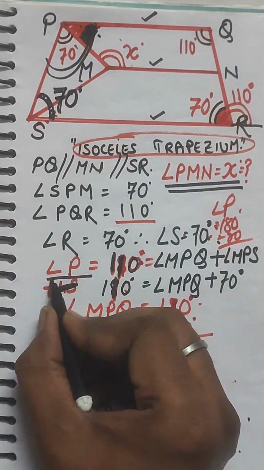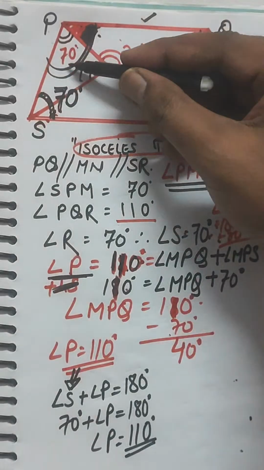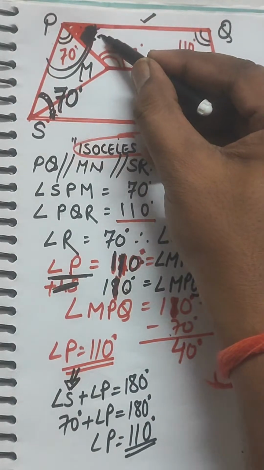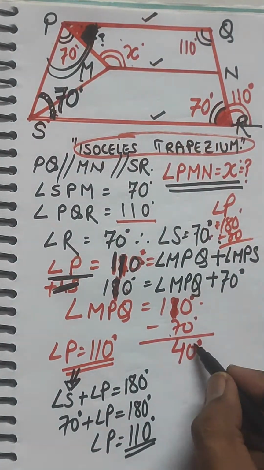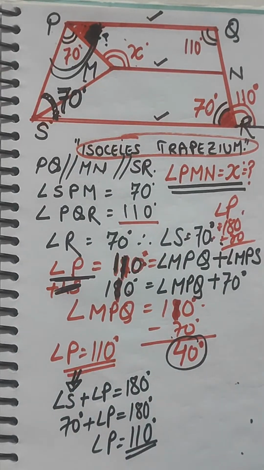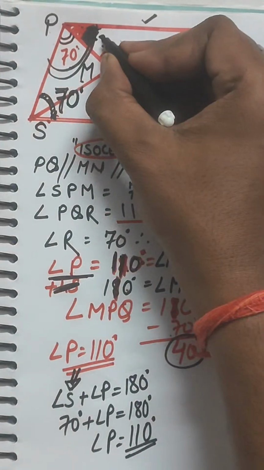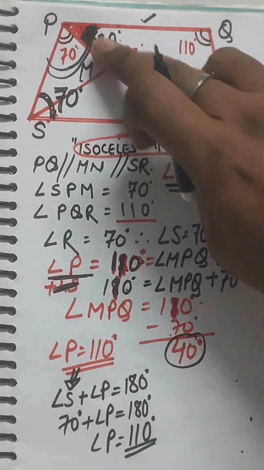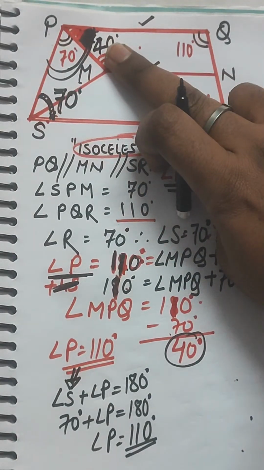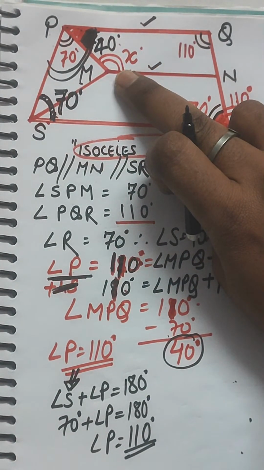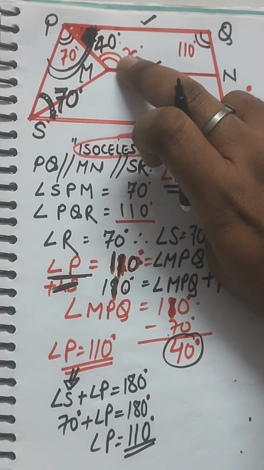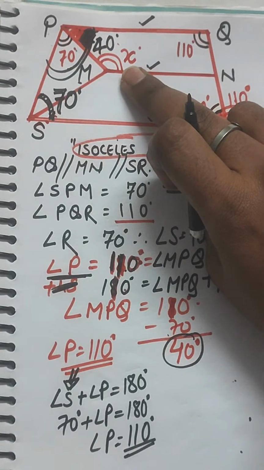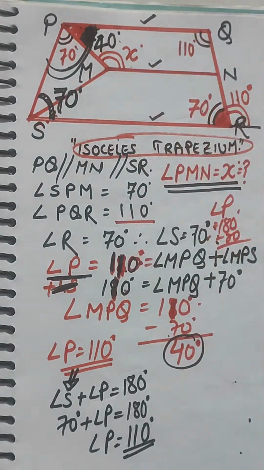This is the value of angle P, and this is nothing but 70 plus this angle. This angle is MPQ, this one. So the value of MPQ is calculated as 40 degree, right? If MPQ is calculated as 40, then what will be the value of this angle X? The sum of co-interior angles is 180. If this is 40, then the value of X is 180 minus 40, right?